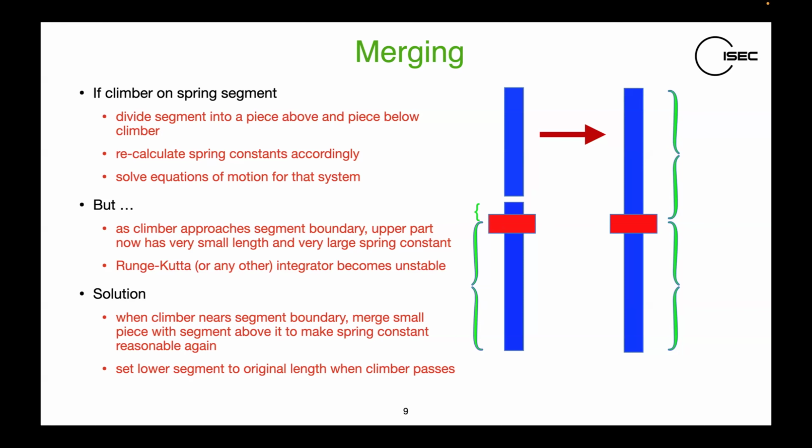So what do you do? You say, well, okay, when it gets to the edge of the boundary, it just merges the remainder, the small part of the segment, with the segment above it. So now you have a nice long section. You don't have any outlandish spring constants, and things should be a lot more manageable.